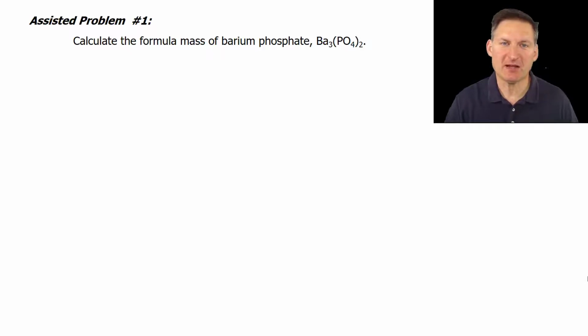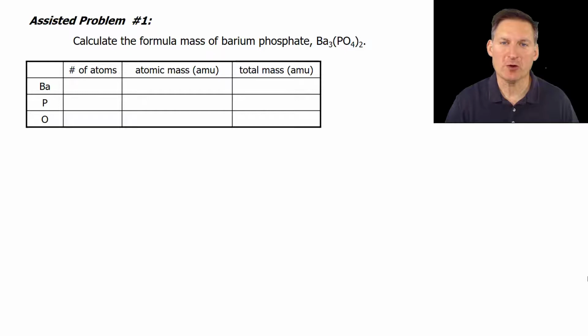We make the basic setup like this, with a row for each element and a column for a number of atoms, atomic mass, and total mass. Here's the first row done for you. Since there are 3 atoms of barium in the formula, we multiply 3 by the atomic mass of barium, which comes from the periodic table, to get the total mass due to barium, 411.9 AMU. Now please complete the chart, then add the total mass of each element, this column, to get the formula mass for barium phosphate. Stop the video now.